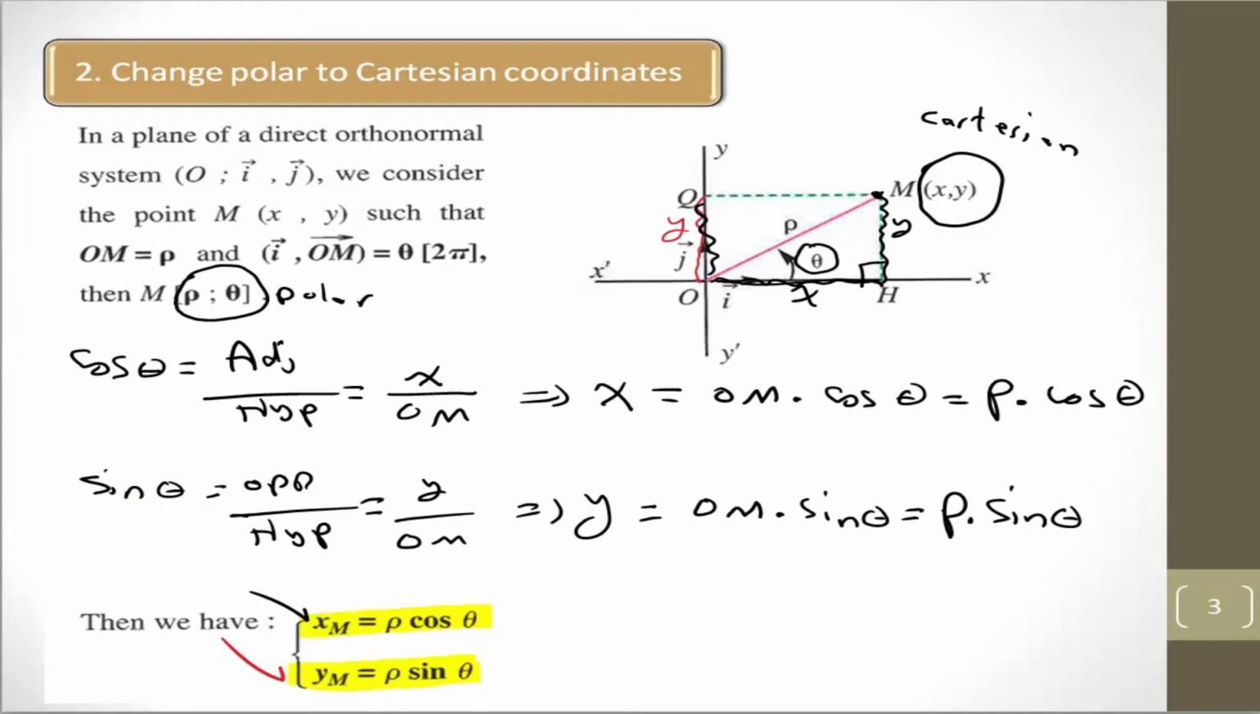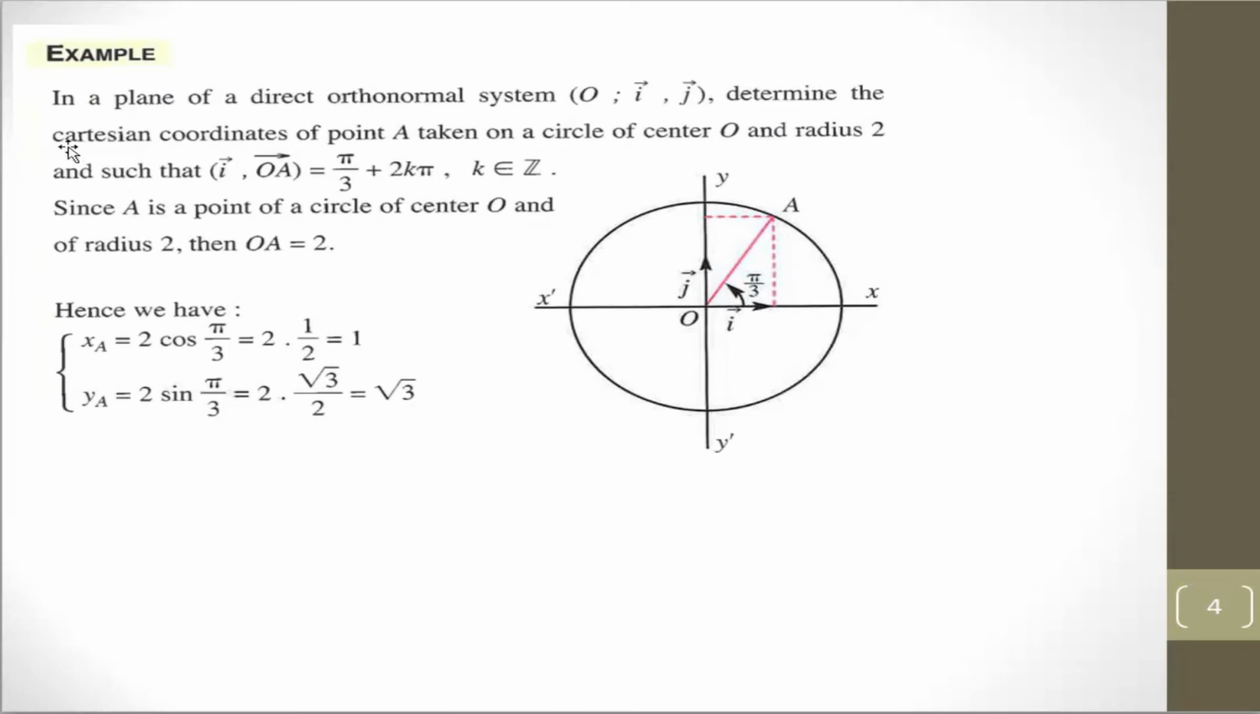So let's take an example. You must memorize these well: x equals p cosine theta, y equals p sine theta. Let's take an example.